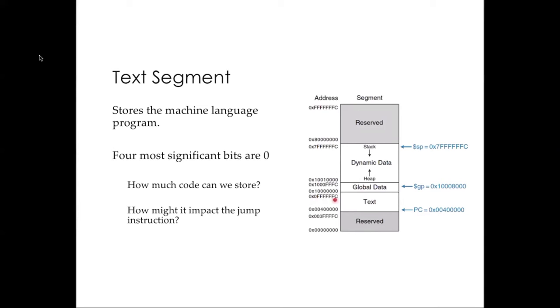Given this address range, think about how much code we can store. This is going to be a problem on a lab later on, so I'll let you ponder it. Also think about how this might impact the jump instruction. If you recall from a previous lecture, we said that the jump instruction always assumes that you're jumping to a place with the same 4 leading bits as the current program counter. We now know that every line of code has the same 4 leading bits. They're all zeros. So in fact, the jump instruction can take us anywhere we want to go in the text segment.